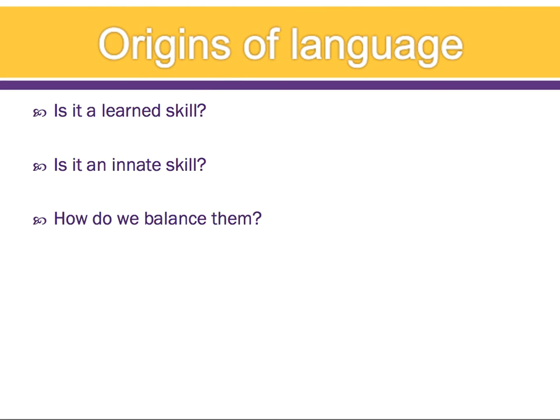So let's go on to the origins of language. How do we get language? Well, there are some people who say that it is a learned skill, and this is somewhat of a learning theory approach, that language acquisition follows the basic laws of conditioning. If you are reinforced, you'll do more of it. If you are punished when you make an error, you will do less of that thing.